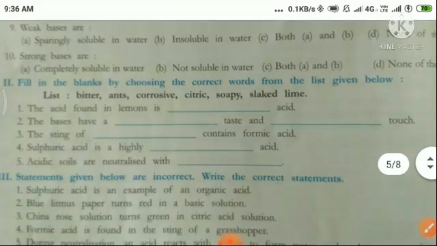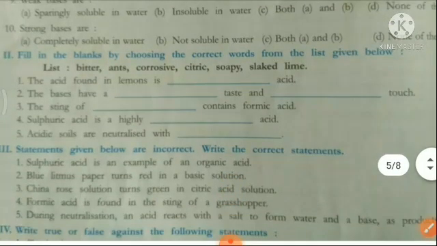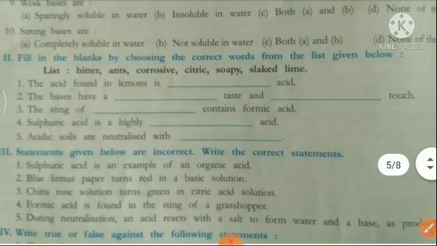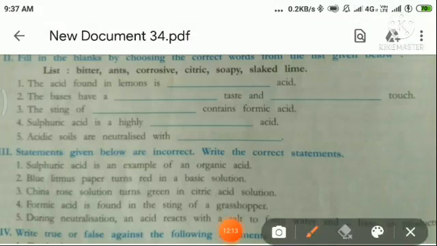Next we will be looking at fill in the blanks. The acid which is found in lemon is... I have already discussed that in your class, so I think you all will know the answer. The acid found in lemon is citric acid. Next, bases have a... what are bases? The substances which have a bitter taste and are slippery to touch are known as bases.